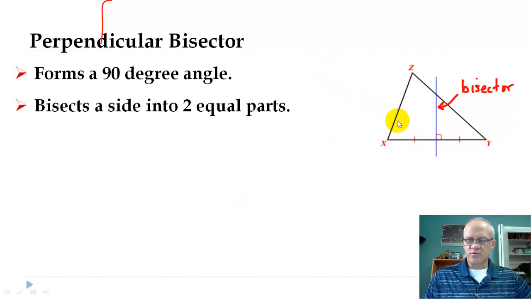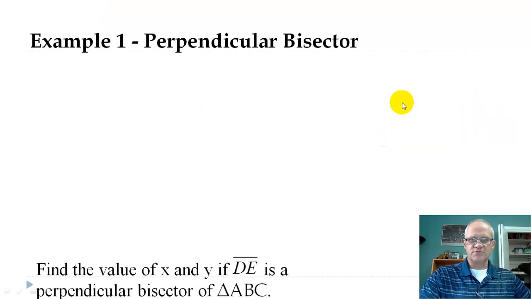We'll talk about this a little bit more as we go, but this bisector could go on any side. If it went on this other side here, it'd make a 90-degree angle, go through here, cut XZ into two equal parts, and make 90 degrees there. So you can have multiple different perpendicular bisectors.